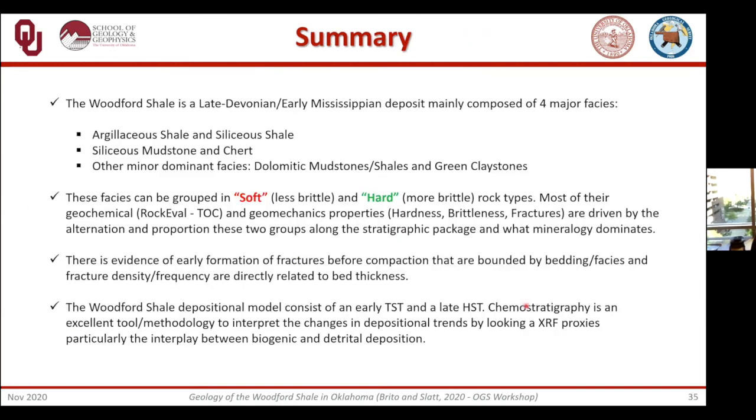So in summary, the Woodford Shale is Devonian, late Devonian, early Mississippian, with 4 main facies. These are the Argillaceous Shale, Siliceous Shale, Siliceous Mudstone, and Chert. They are pretty good. But when you group them into soft and hard, it can help you a lot to understand the properties of the rock. There is evidence of fractures, and these early fractures are tectonic, and they tend to be bounded into the beds. And again, the depositional model ties very well when you use chemostratigraphy, and you notice very nice evidence for early transgression and a transgressive systems tract at the bottom of the Woodford, and then you change towards a highstand systems tract at the top of the Woodford.